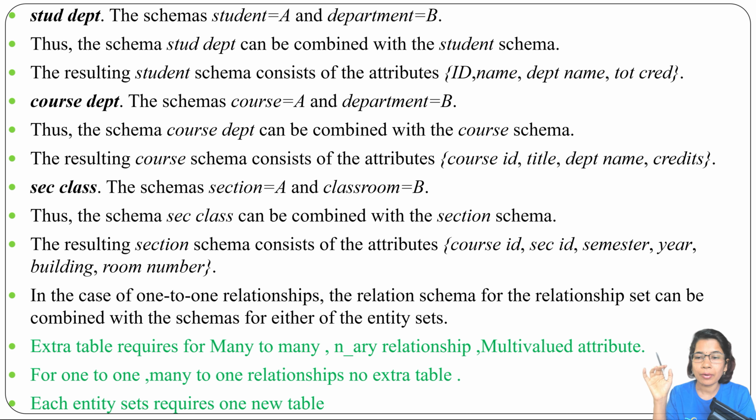That's all about how we can convert an ER diagram into a relational schema. In the exam, it might ask how many tables are required for this ER diagram. For each entity set, there will be a separate table. For many to many, for n-ary relationship, for multi-valued attribute, we need a separate table. For one to one, many to one, one to many, no separate table. So accordingly, you can solve and find how many tables are required for that ER diagram.